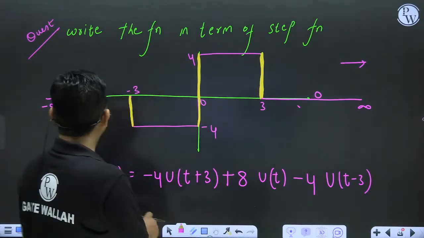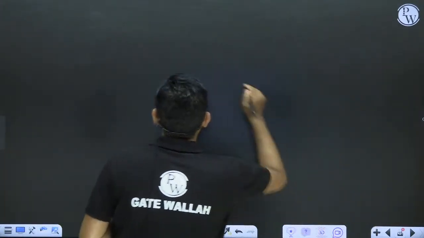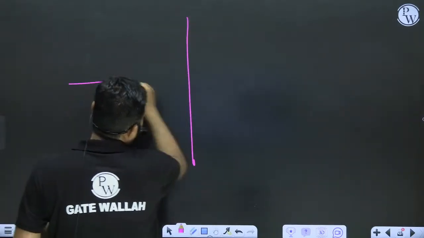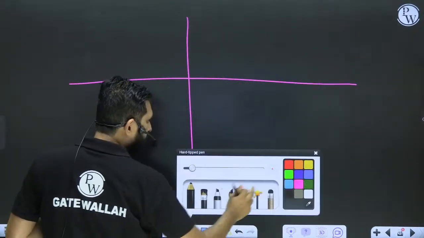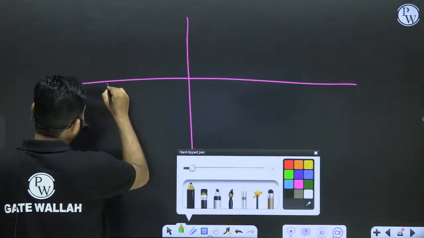Let me give you one interesting problem based on this. Let's take a case where we have multiple jumps. Suppose we have this.